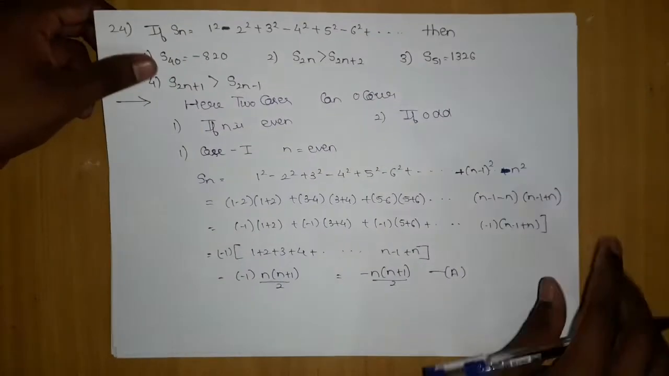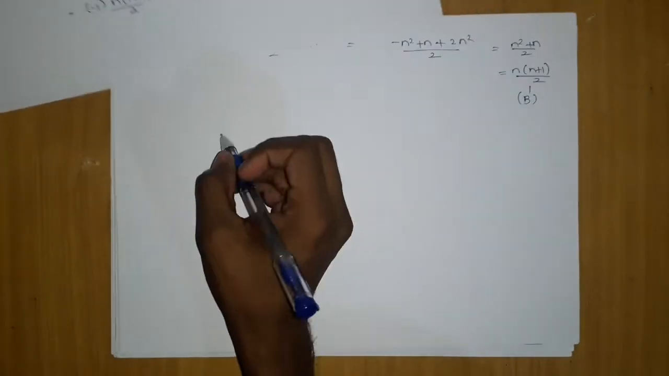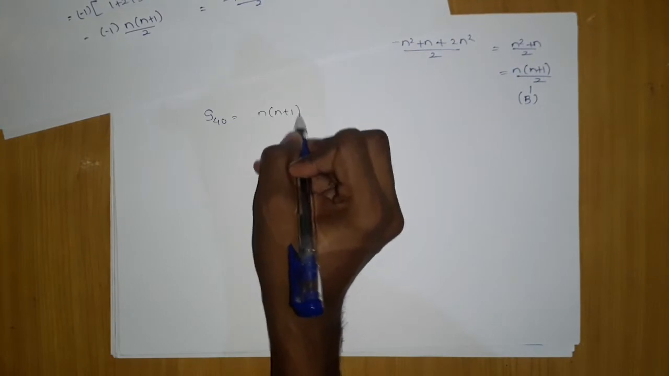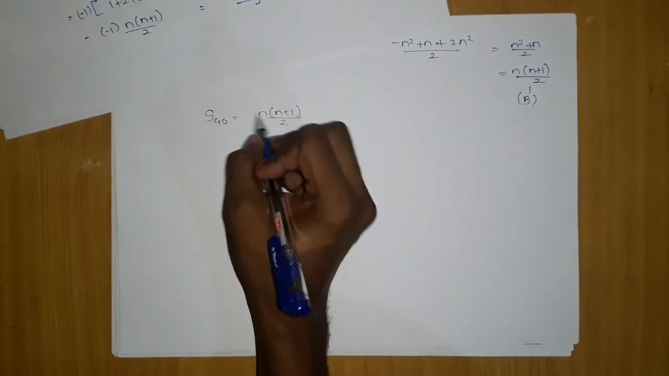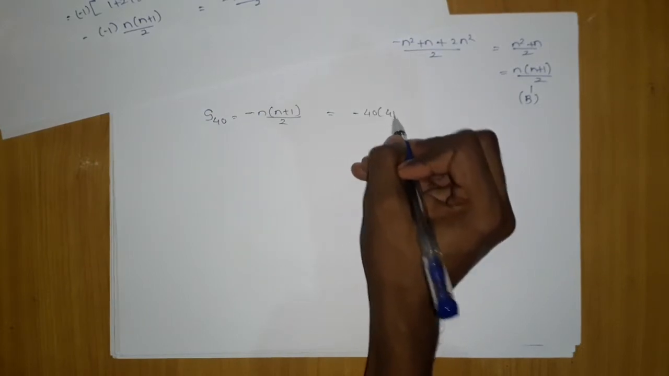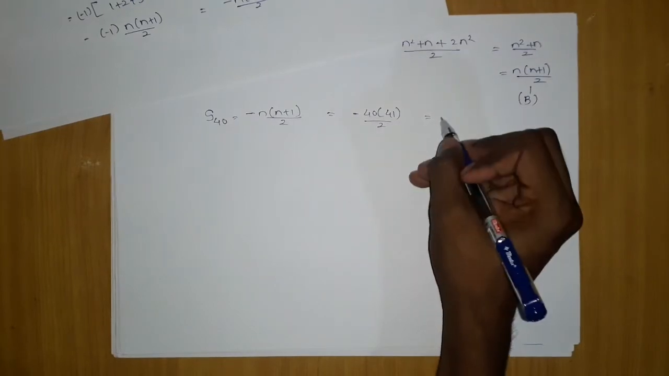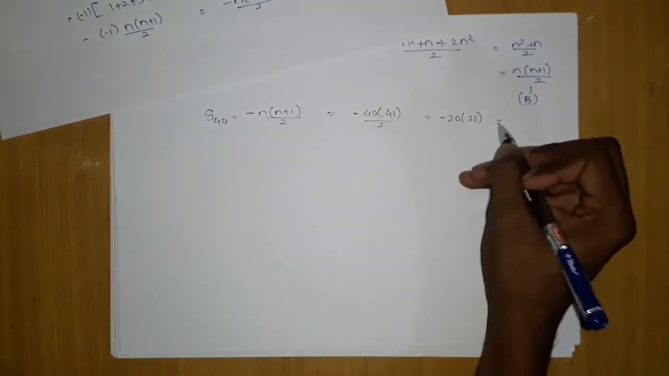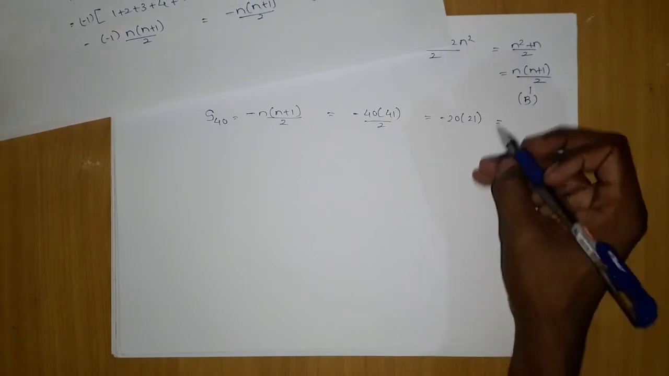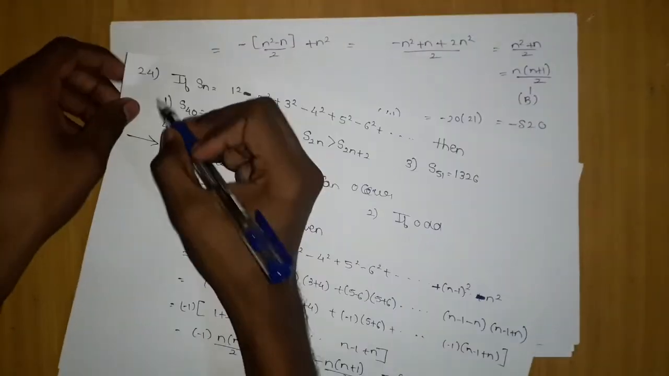Now if you see the options, S40 means n is even. S40 I will find out with n into n plus 1 by 2, and even will have the negative sign. So I will put 40 into 41 by 2, which will give me my final answer. This will cancel out, giving me 20 into 21, and the final answer I calculate is minus 820. So yes, this is correct.